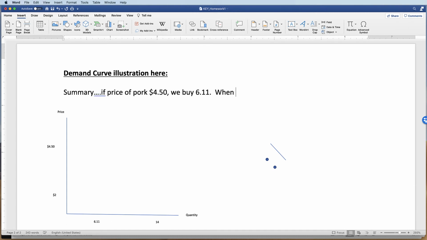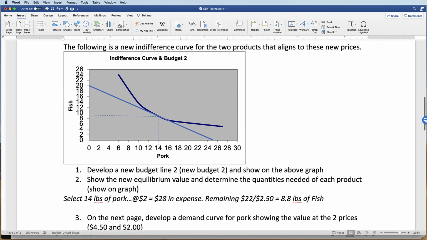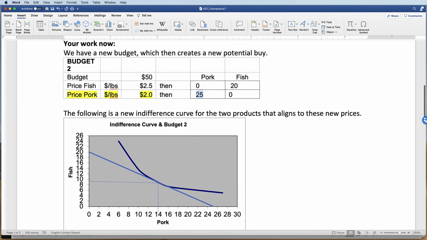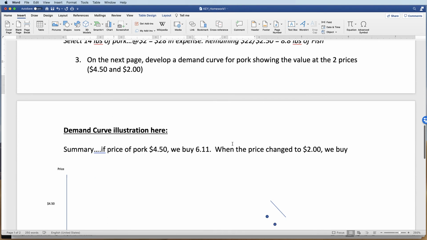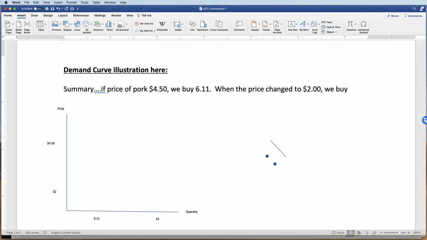The next is when the price changed to $2. Then we buy, and again, we come back up and look at the equilibriums. It is not 25. That was the budget, not the equilibrium. Equilibrium landed on 14. So we come down here, we buy 14. Then I just have to graph the results.